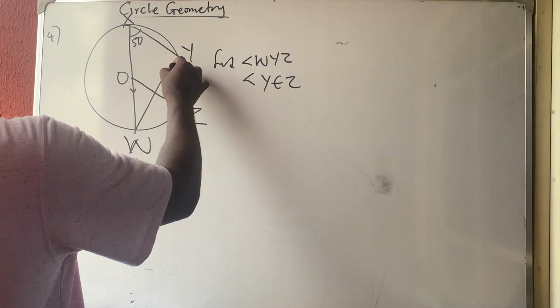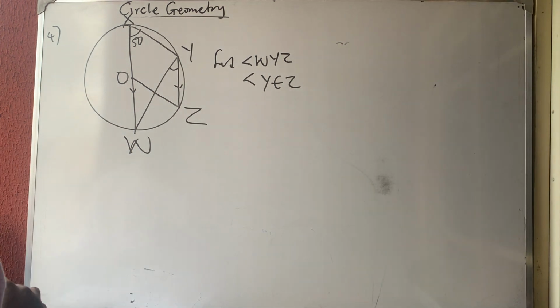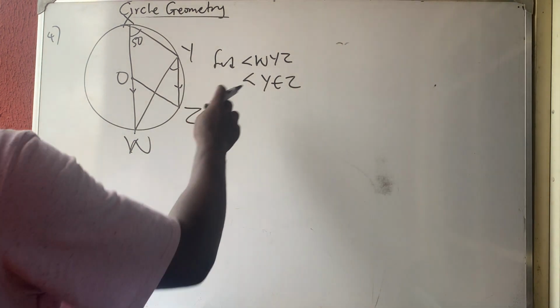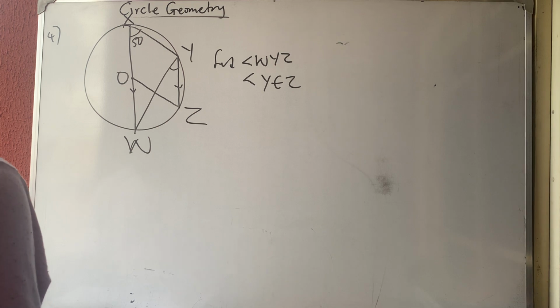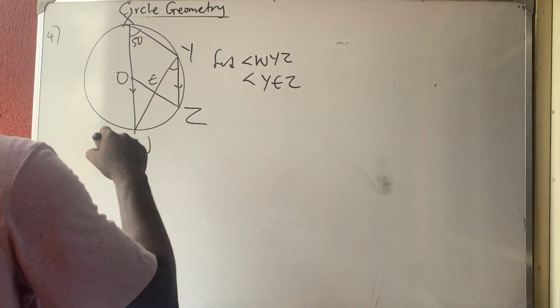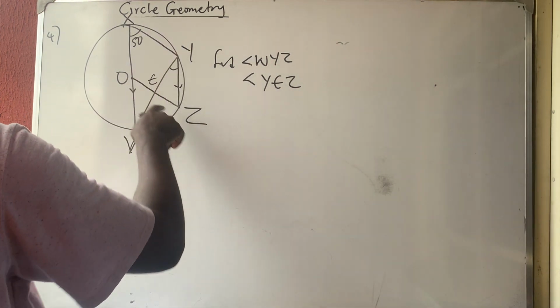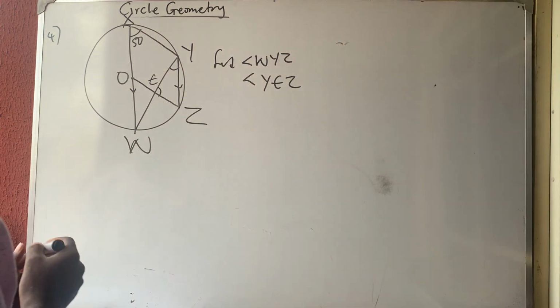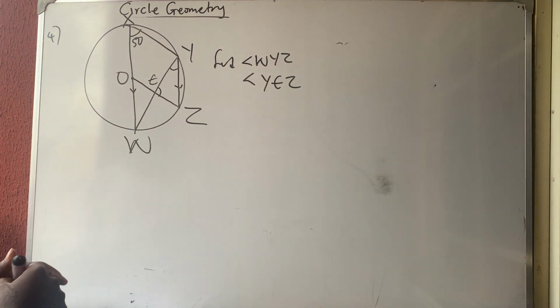WYZ. So we need to find this place. Which other place do they say we should find? YEZ. Where is the E? They said that this point is E, so YEZ is here. So we need to find these two places. Very, very simple. So what do we do?